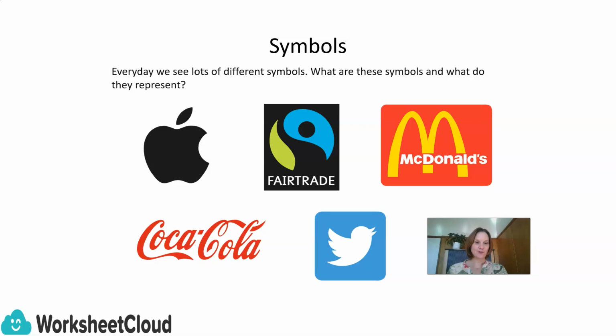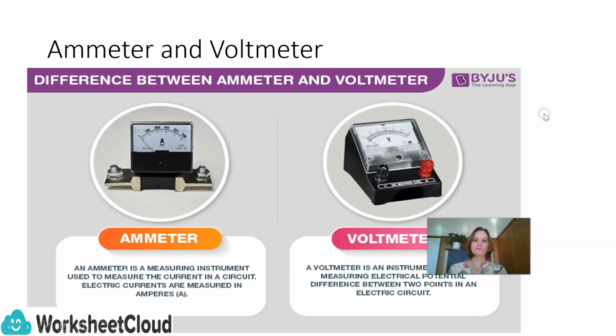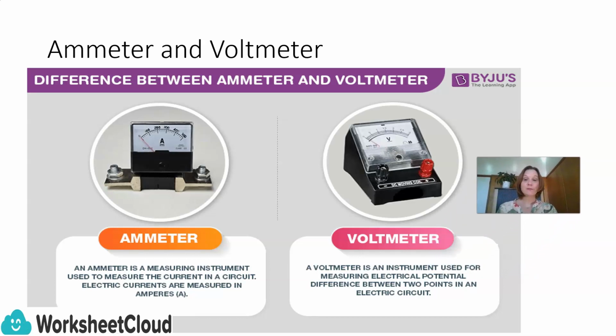That's exactly what electrical circuits are, the symbols are like. You get to know them really well. The more you practice, the more circuit diagrams you draw, the more you will recognize them. Just like these symbols over here. You know what they mean. You see them every day. So you know Apple, you know Coca-Cola, you know Twitter, you know McD's, and you know what the fair trade symbol means. So we spoke about an ammeter and a voltmeter.